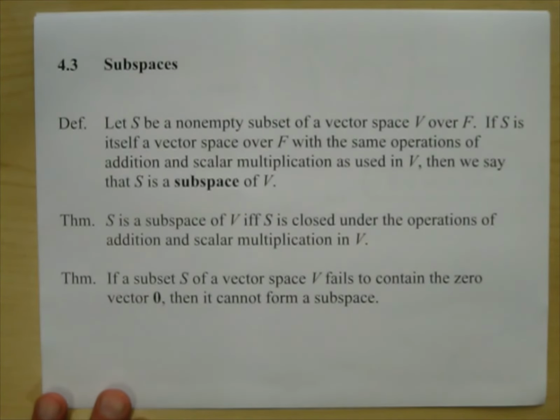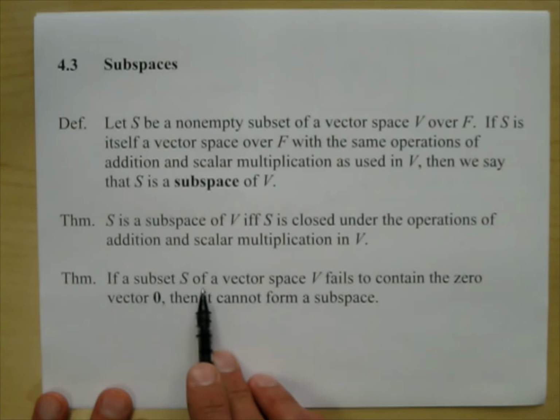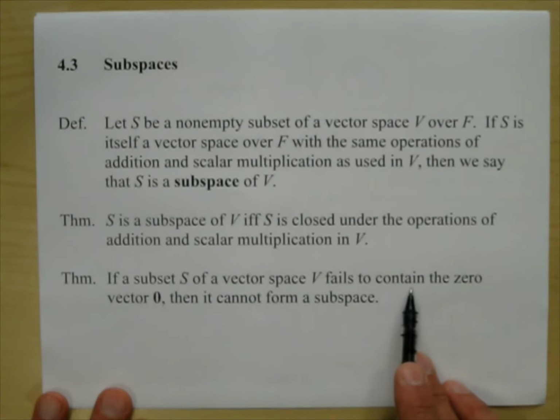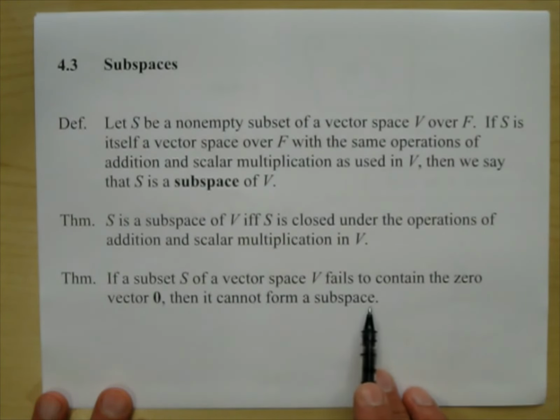If a subset S of a vector space V fails to contain the 0 vector, then it cannot form a subspace. See, one of the axioms of vector spaces is you have to have the 0 vector, and if the 0 vector is missing, game over.